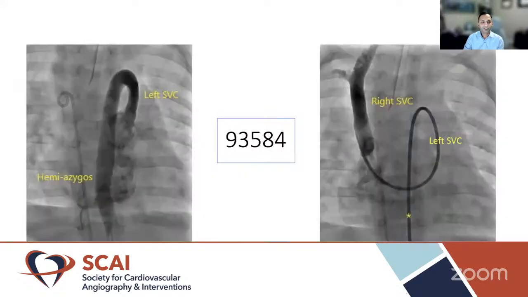Some other pictures of left-sided SVC. In this patient, there is a hemiazygous continuation to the left-sided SVC, to the left-sided atrium, and the catheter course is further advanced through the left-sided SVC into the right-sided SVC to do an RSVC angiogram and LSVC angiogram. And once again, we can code 93584 here for the left SVC angiogram.